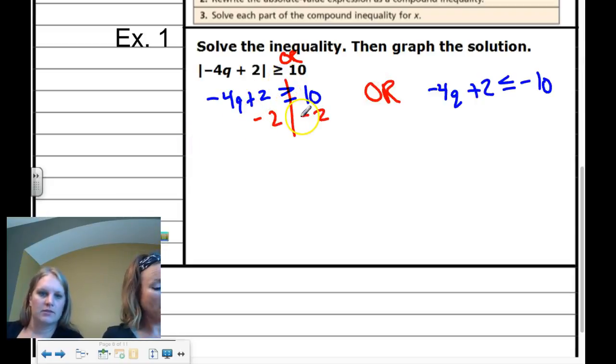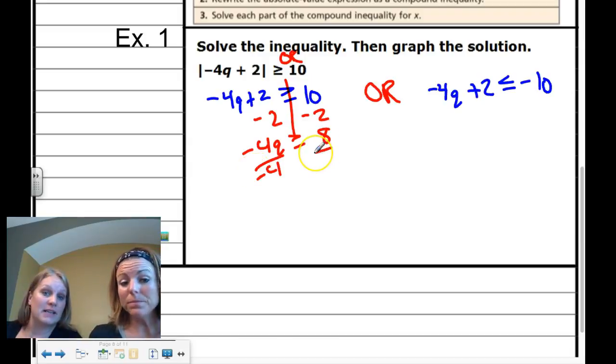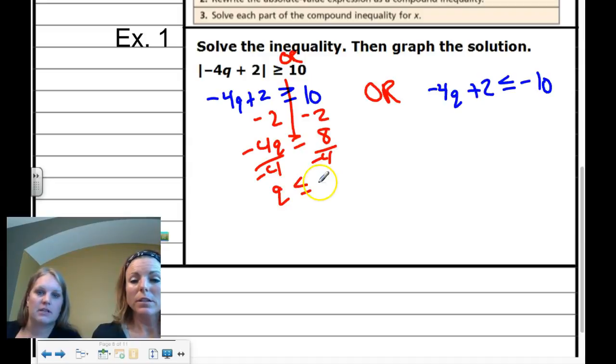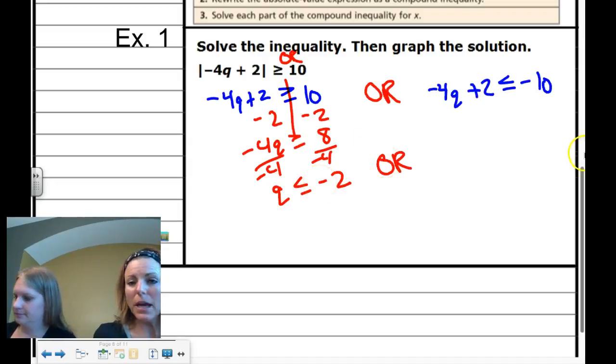Minus 2. I get -4Q is greater than or equal to 8. We're going to divide by a negative, so my sign flips. So I'm going to have Q is less than or equal to -2. And then or. Let's solve the other side.